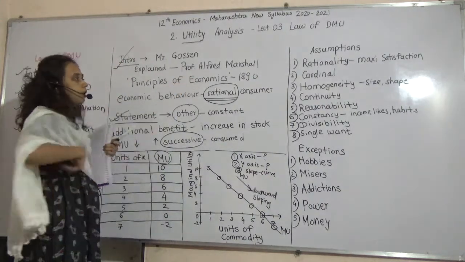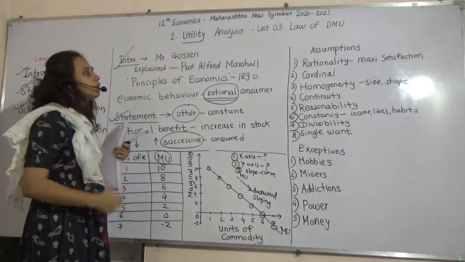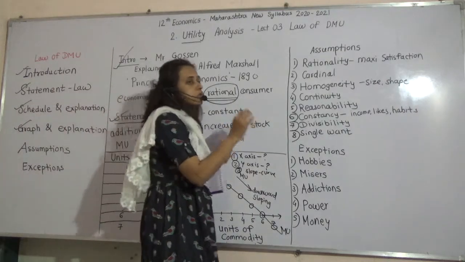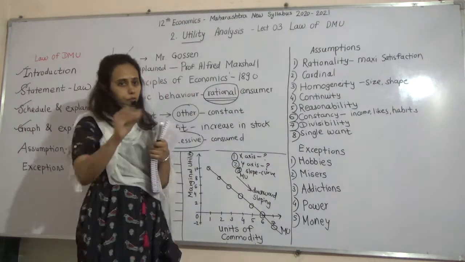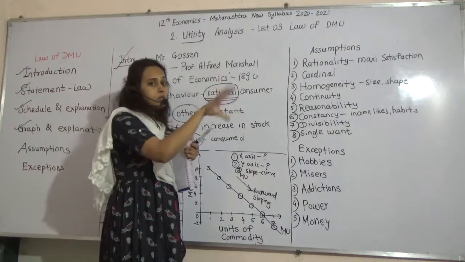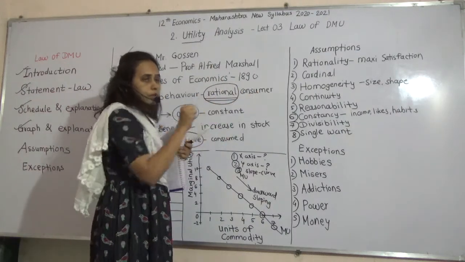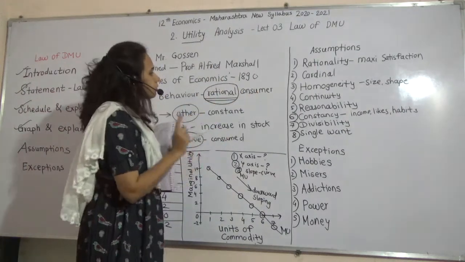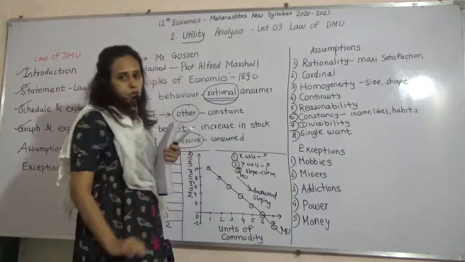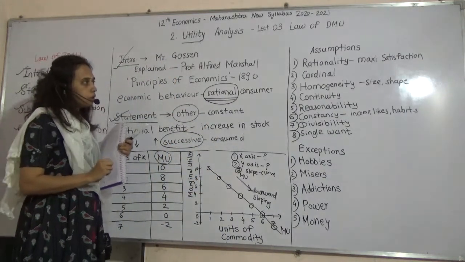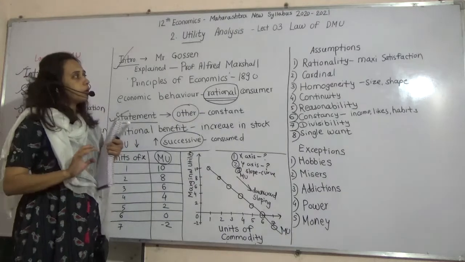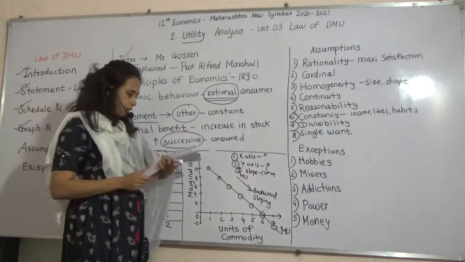See, the rationality. Rationality means what? The person should be rational. Suppose I am checking how this law works. I have selected one person. That person should be rational. Rational means he should not be a drunkard. Okay, so he should be a rational person.